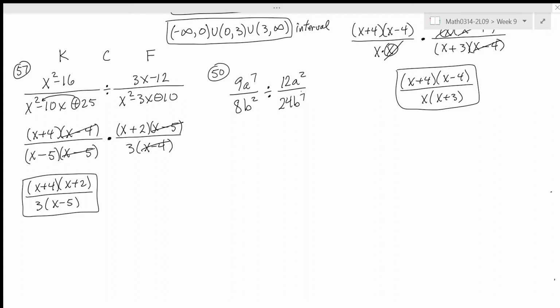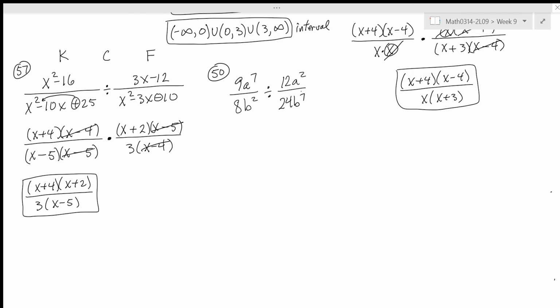That's 24b to the 7th. So that's 9a to the 7th over 8b squared divided by 12a squared over 24b to the 7th. And again, this is radically different than anything we've seen so far because all of the pieces are monomials. We don't have any binomials or trinomials. Everything is one term. And so that actually means super easy for you.